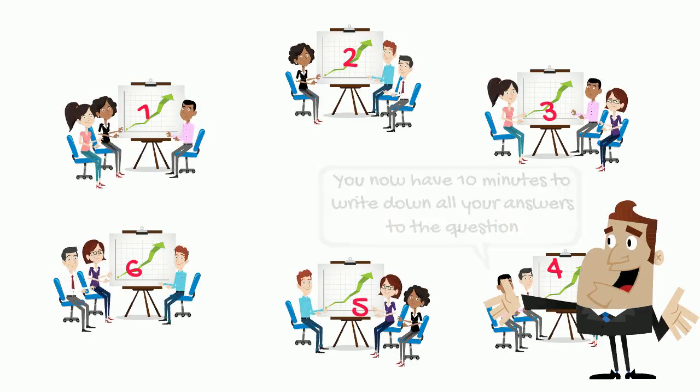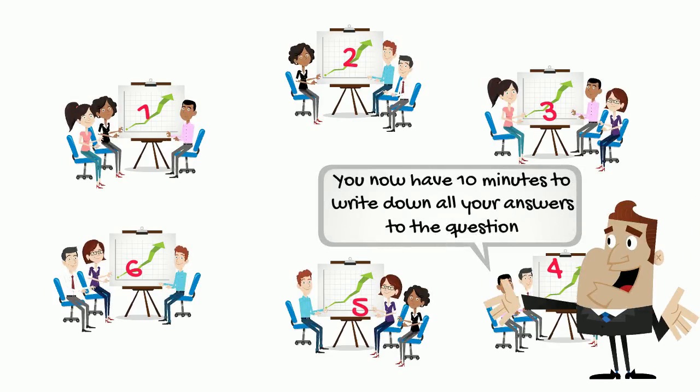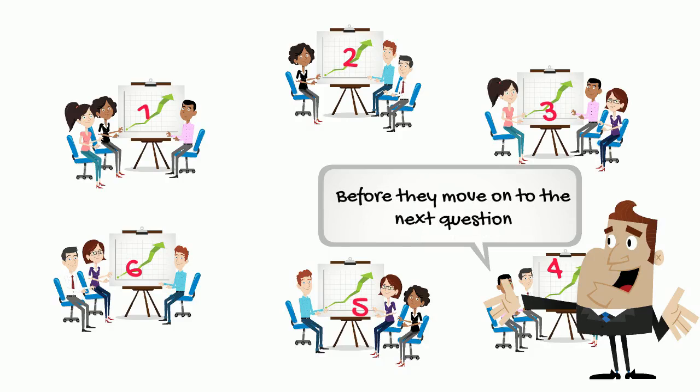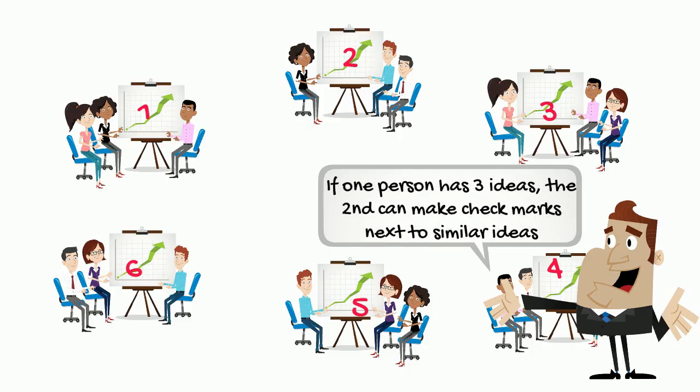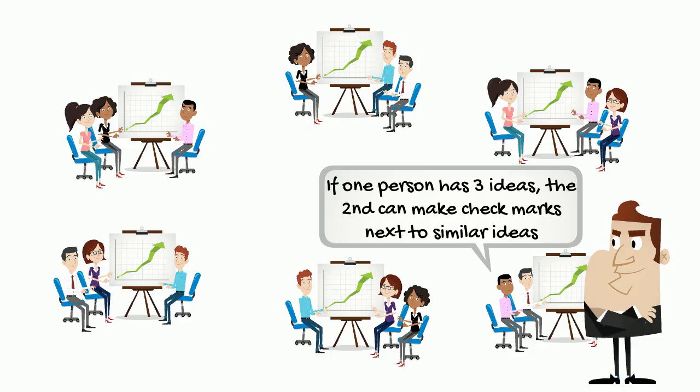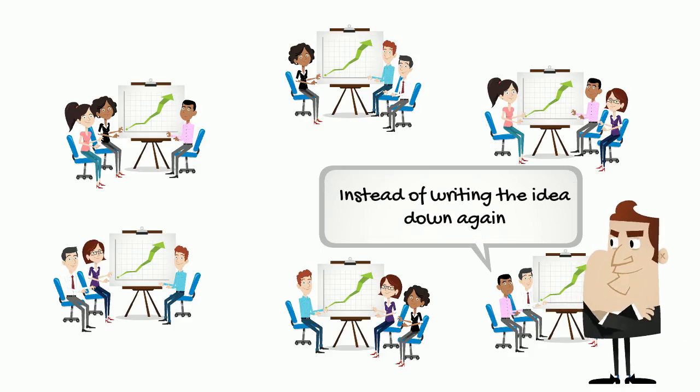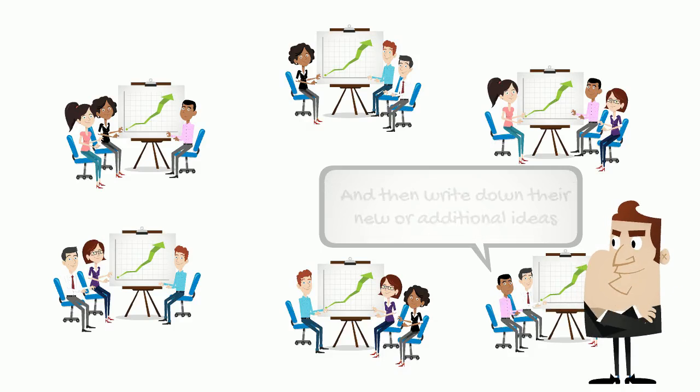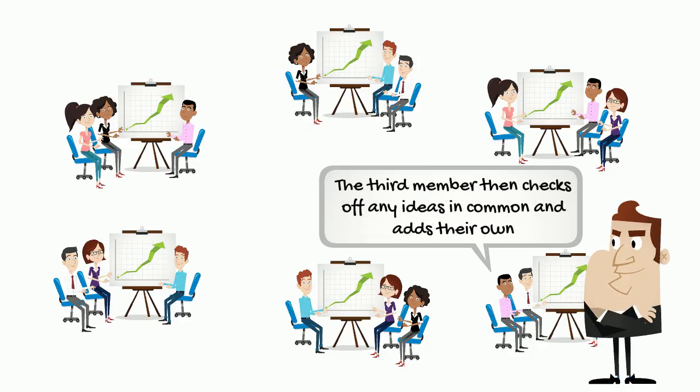Once they are all in position, tell them they will have 10 minutes to take turns writing down all their answers for this question before they move on to the next question. If one person has 3 ideas, the second person can make a check mark next to any idea that is similar to their own, instead of writing down the idea again, and then write down their new or additional ideas. The third member would then follow suit, checking off any ideas they have in common and adding any additional ideas.